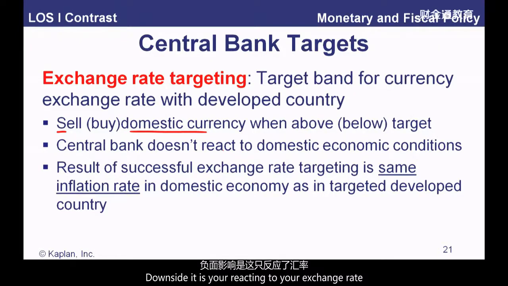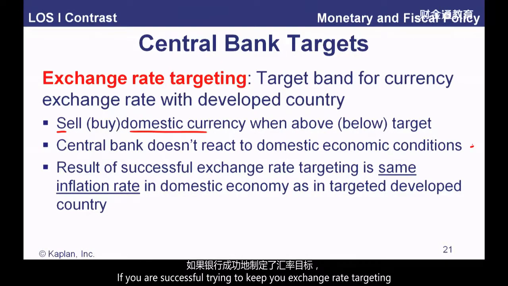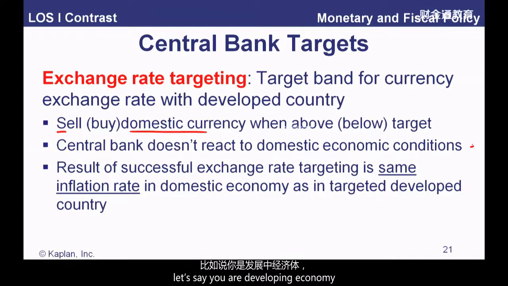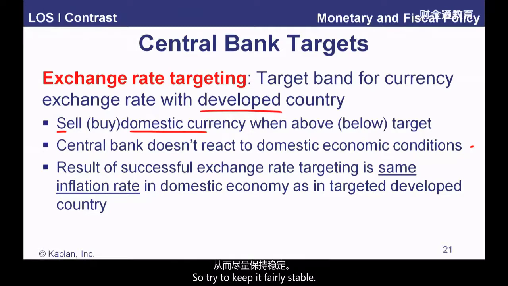The downside is you're reacting to your exchange rate, not domestic economic conditions. So it makes it very difficult to manage both your exchange rate and use domestic monetary policy. If you're successful trying to keep your exchange rate targeted, let's say you're a developing economy and you're trying to match it to a developed one, you should effectively import the inflation rate from that developed economy. So try and keep it fairly stable. So it could be inflation, could be exchange rates, or we could go on and target interest rates.